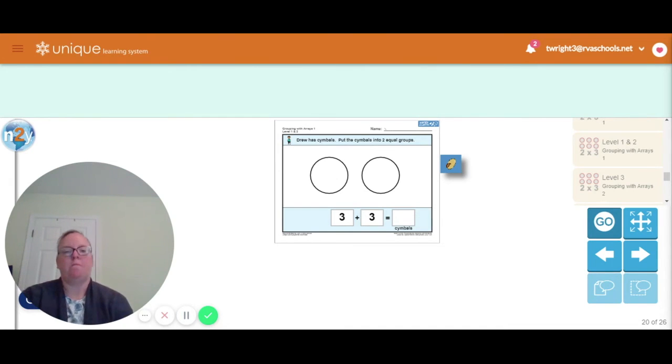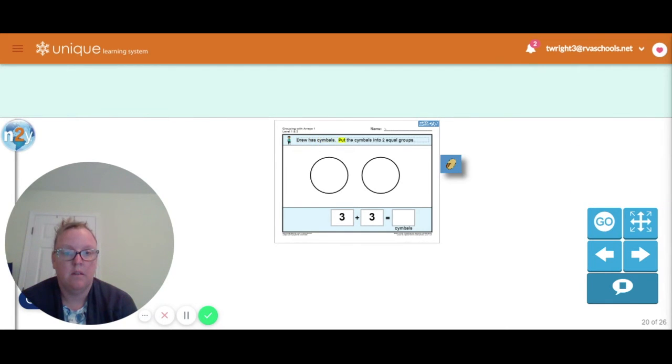All right, so in these 2 circles, we're going to see how many symbols Drew has. Put the symbols into 2 equal groups. All right, so let's see how many symbols Drew has.